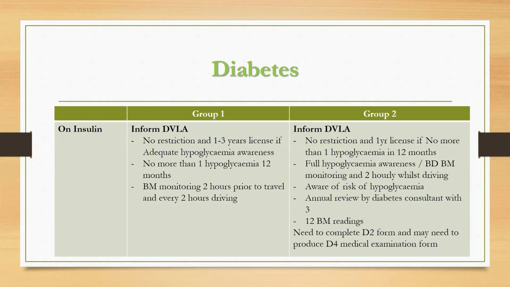is driving, if the patient is aware of the risk of hypoglycemia, if the patient has an annual review by a diabetes consultant within the previous 3 months, and if the patient has regular blood sugar readings. Sometimes there's a form called Form D2 and Form D4. Sometimes the patient will need to fill in this form and submit it to the DVLA.